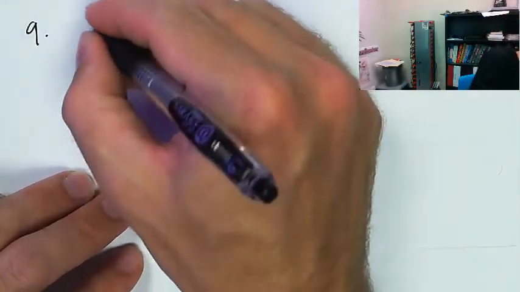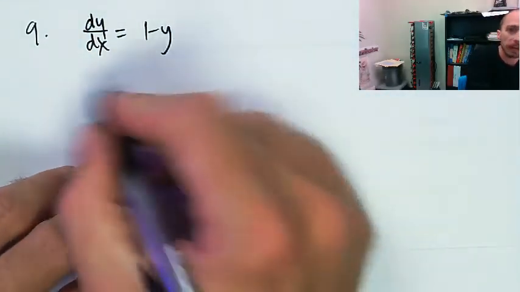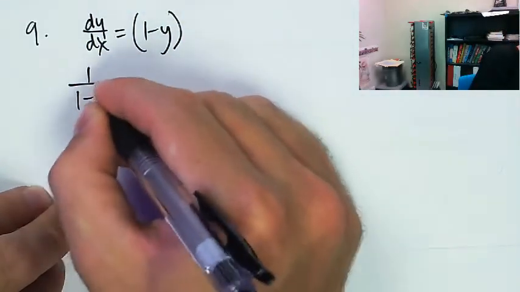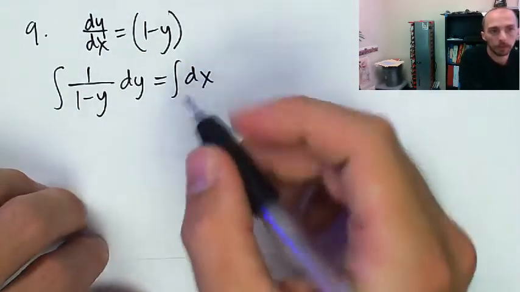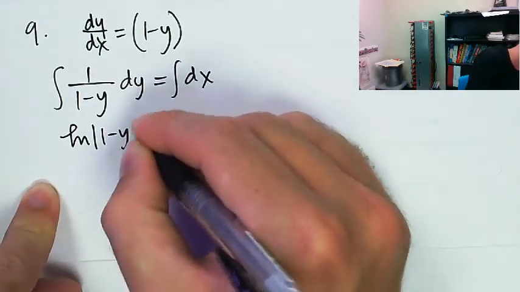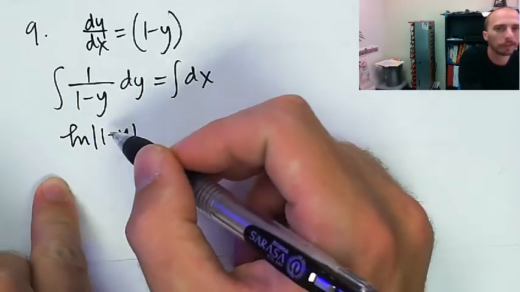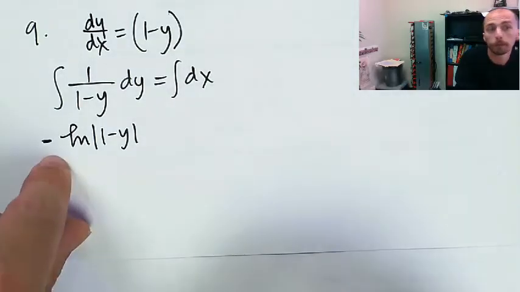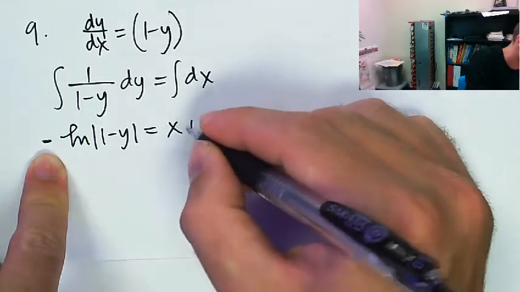dy/dx equals 1 minus y. Okay, so I'm going to divide both sides by 1 minus y, just look at it like that. Okay, I'm going to anti-differentiate both sides. This is going to be close to the log of the absolute value of 1 minus y, but I know when I take the derivative, I'm going to get 1 over 1 minus y times the derivative of 1 minus y with respect to y, which is times negative 1. So I'd be off by a factor of negative 1 there, so I'm just going to prepare for that by putting a negative there. Antiderivative of 1 with respect to x is just x, and I'll put the plus c over here.